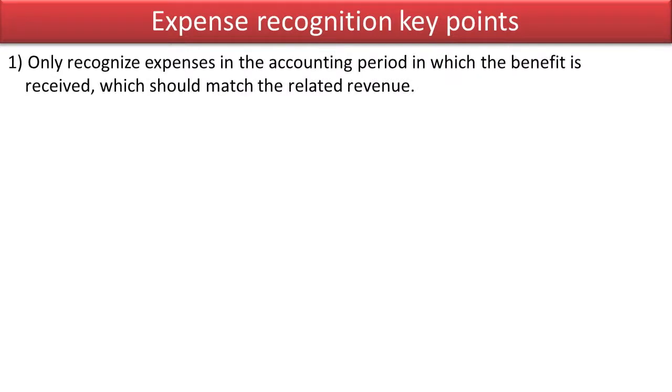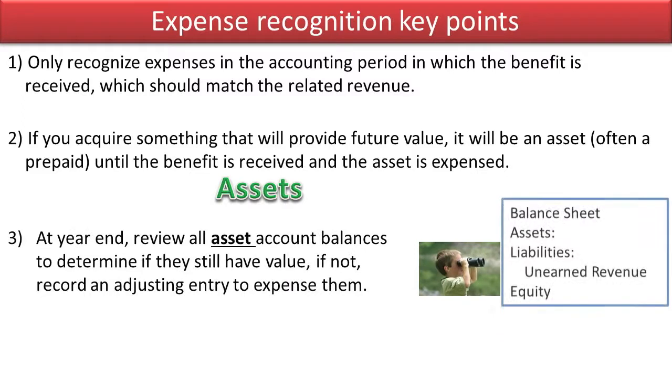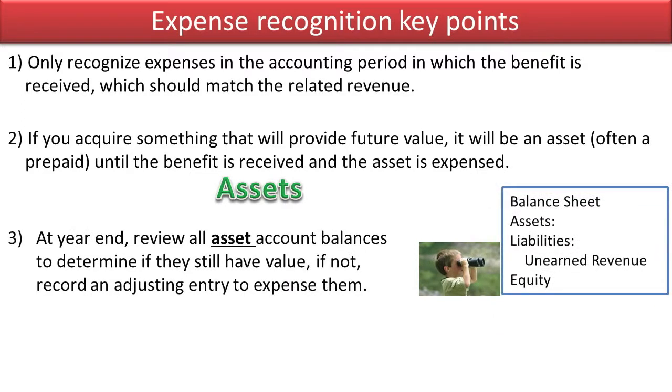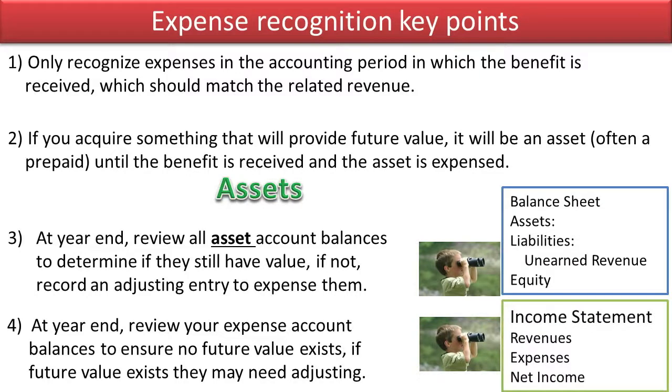1. Only recognize expenses in the accounting period in which the benefit is received, which should match the related revenue. 2. If you acquire something that will provide future value, it will be an asset, often a prepaid, but not always, until the benefit is received and the asset is expensed. 3. At year-end, review all asset account balances to determine if they still have value. If not, record an adjusting entry to expense them. 4. At year-end, review your expense account balances to ensure no future value exists. If future value exists, they may need adjusting.